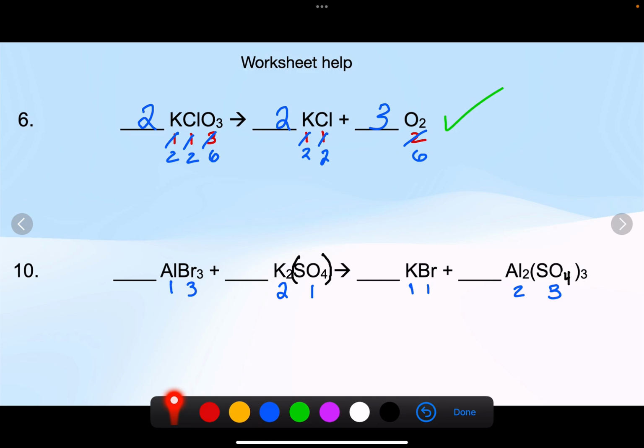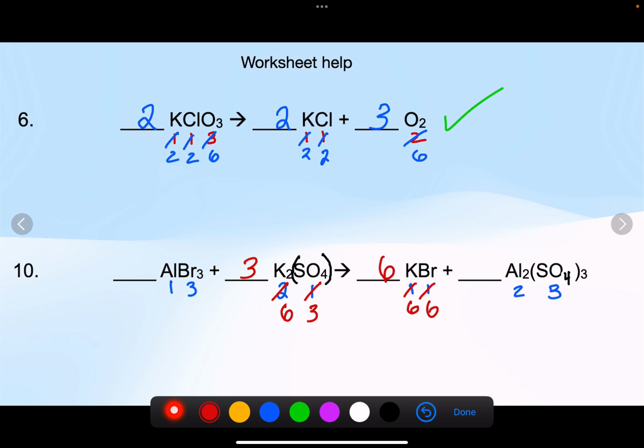Okay. So I'm going to start with my SO4 bundles because those are some big compounds, and that'll change other things as well. So I need there to be 3 bundles of SO4 on this side. So I'm going to plunk down a 3 here. That changes my SO4s to 3. That also changes my potassium. 3 times 2 gives me 6 potassiums, okay? Over here on the right, well, I better fix my potassiums. So I need 6 of them. So I put a 6 there. That makes 6 potassiums and 6 bromines.